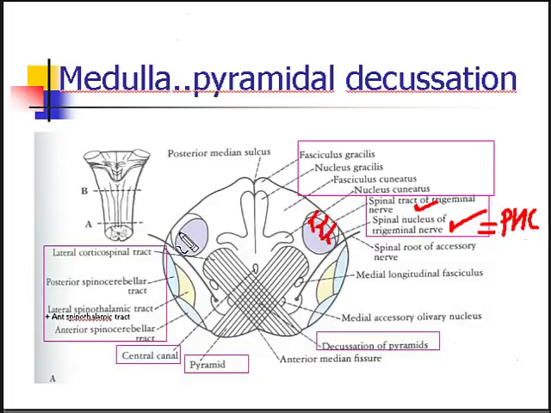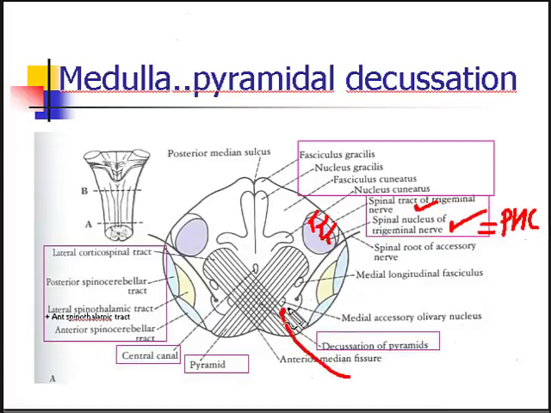So the nuclei which will be seen at this level are the nucleus gracilis, the nucleus cuneatus, the spinal nucleus. You can see all of these on the posterior aspect, so they are equal to the posterior horn cells. And then as we go anteriorly, we have the nucleus of the spinal root of the accessory and the nucleus of the hypoglossal. These two are like the anterior horn cells.